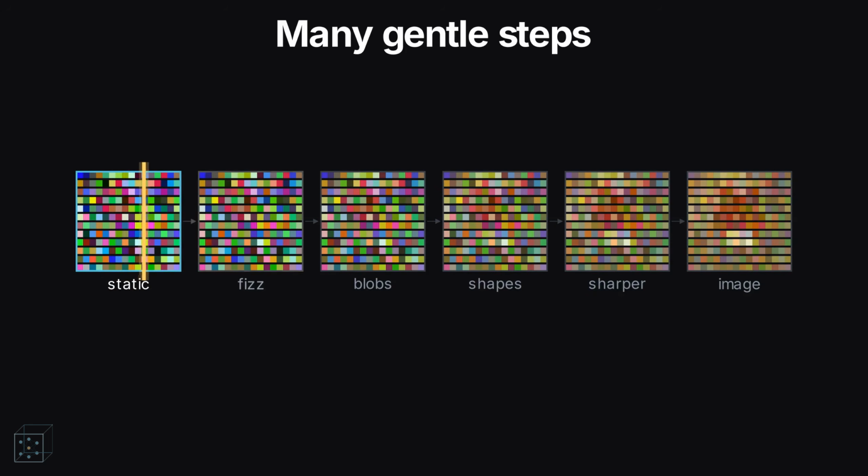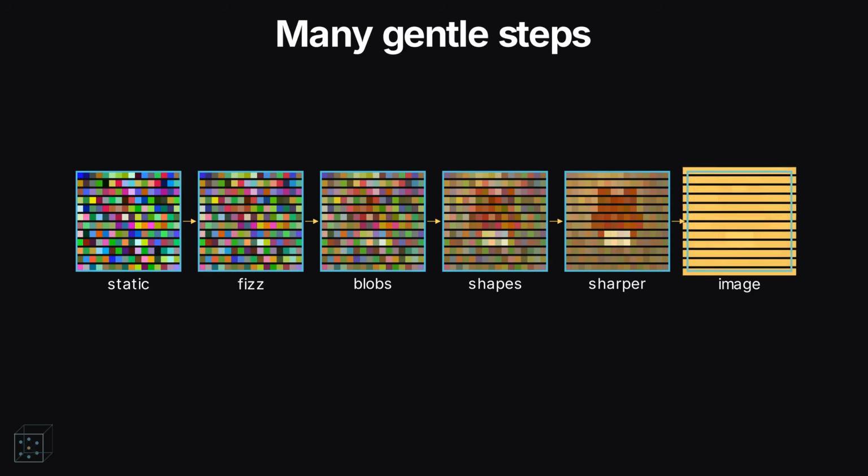The shapeless fizz firms up into blurry blobs. The blobs sharpen into shapes. The shapes become an image. No single step did much, but together they carved a picture out of noise.